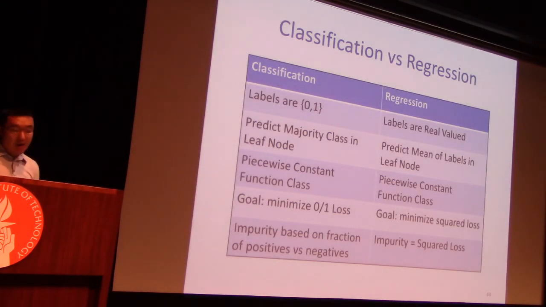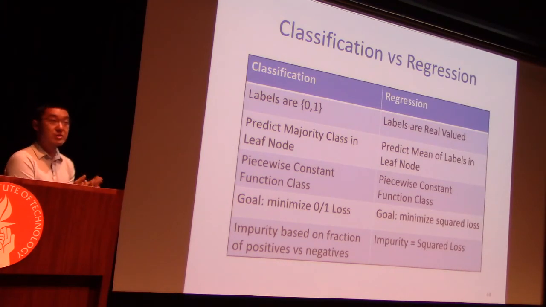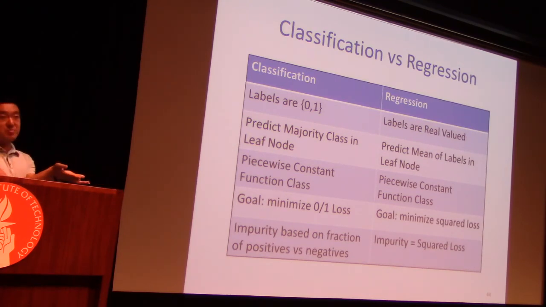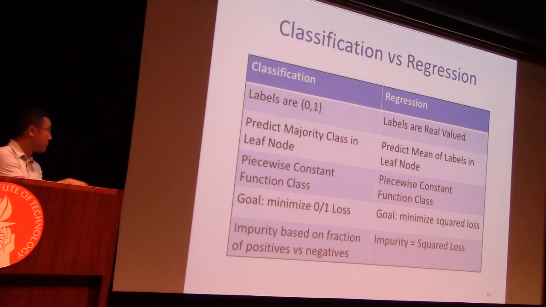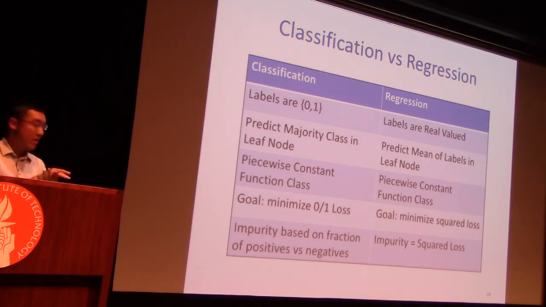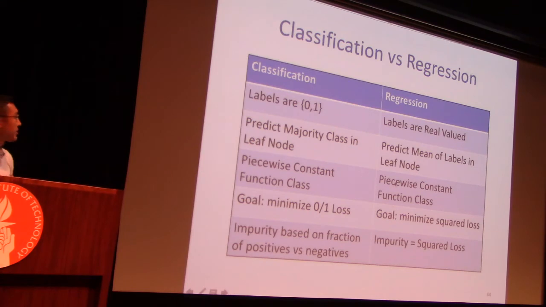Classification versus regression. In classification, all the labels in the leaf node are 0 or 1. In regression, the labels are real valued. In classification, in each leaf node, we basically just always predict the majority class. In regression, we predict the mean of the target labels in the leaf node. So in both cases, these are piecewise constant function classes. The ultimate goal of classification is to minimize 0-1 loss. In regression, it's typically to minimize squared error.